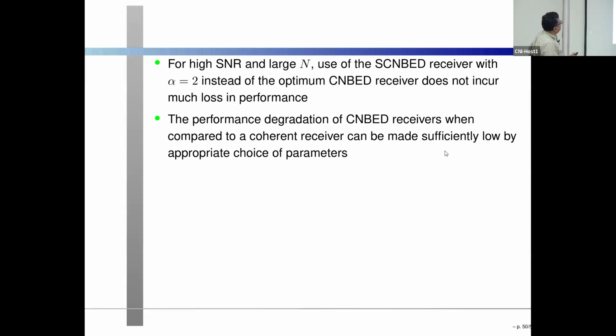Okay, and for high SNR and large N, the use of the suboptimum channel norm based receiver with alpha equal to 2 instead of the optimum channel norm based receiver does not incur much loss in performance. That is the advantage. And performance degradation of CNBD receivers when compared to a coherent receiver can be made sufficiently low by appropriate choice of parameters. That is also good. And of course we have seen the diversity gain, right? It will have full diversity gain.